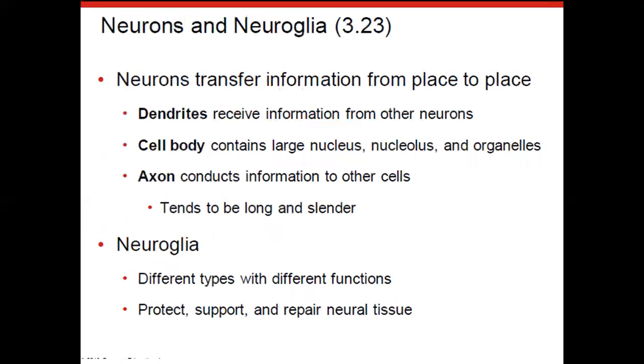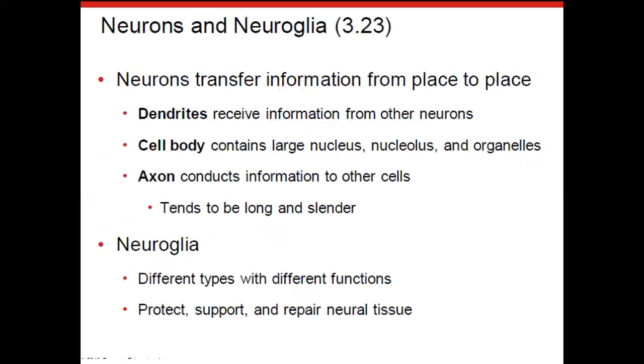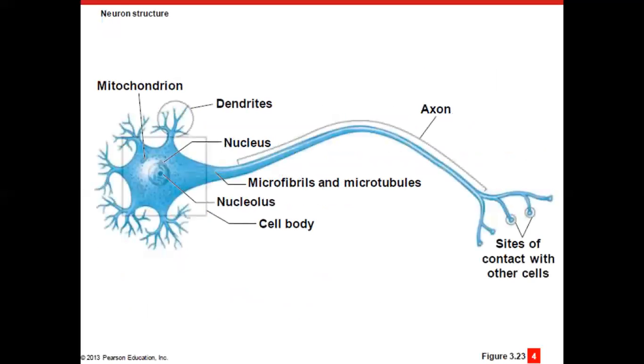Neurons transfer information from place to place in the body. There's 3 major structures of a neuron we'll look at on the next slide. So if you want to flip to this figure and stay there while I talk about what's on this slide, you can follow me with regard to identification of these structures. Dendrites receive information from other neurons. So here is a dendrite. I'm going to flip back and forth between these slides.